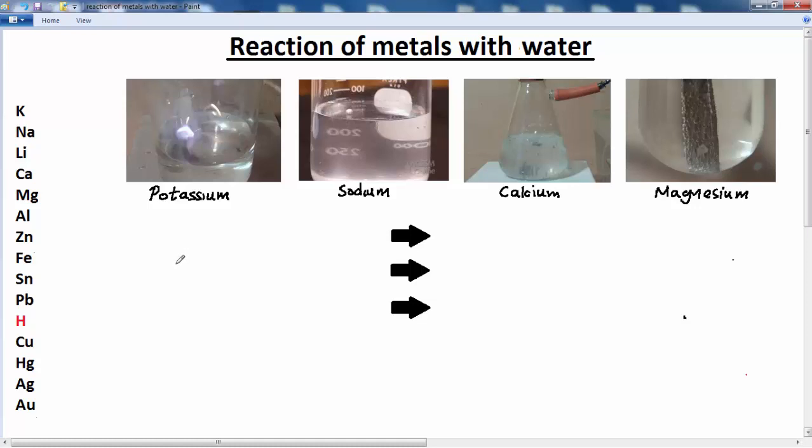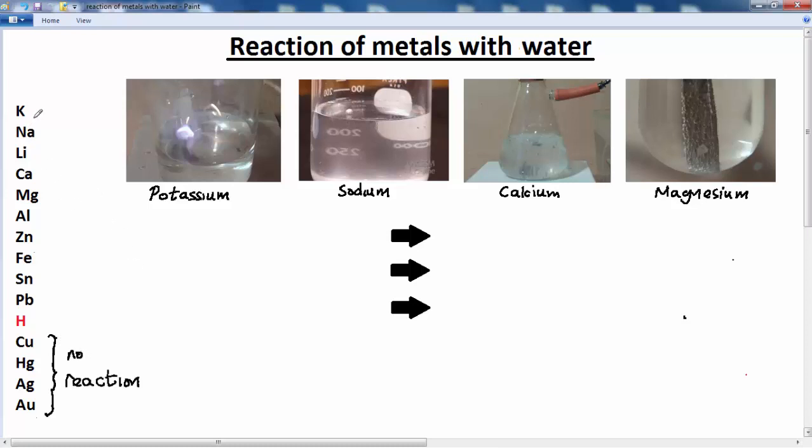In this lesson we're going to look at the reaction of metals with water. Now, how a metal reacts with water depends upon its position in the reactivity series. So if we start at the top, we can assume that the reactivity will gradually decrease as we move down the series. In fact, once you pass hydrogen, the metals are no longer able to react with water, so we can write no reaction here.